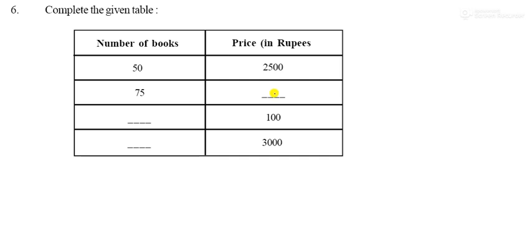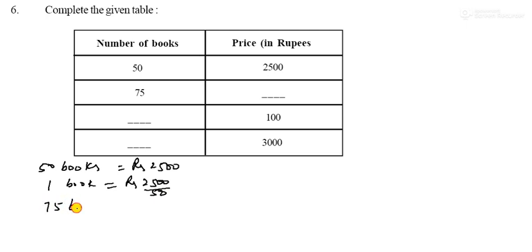So you can write. Now come to the last question, that is the sixth question. Complete the given table. Number of books are given here. So you can find this number. So how can we find? Let us see. So first 20, this number is given, so you can start from here. So 50 books equal to rupees how much? 2500. So one book, it is rupees 2500 divided by 50.